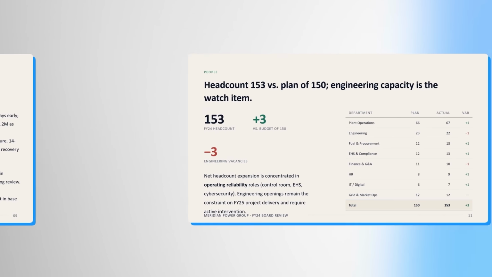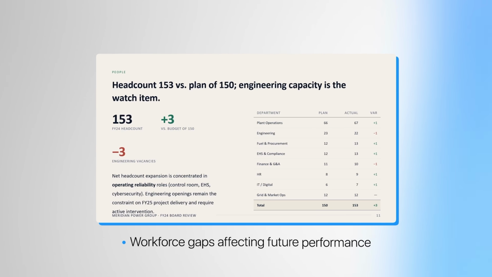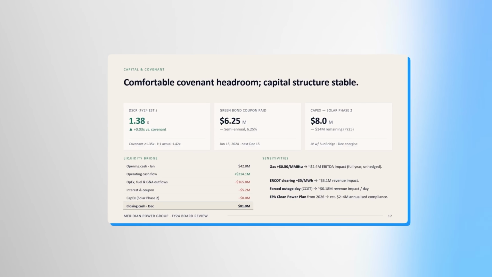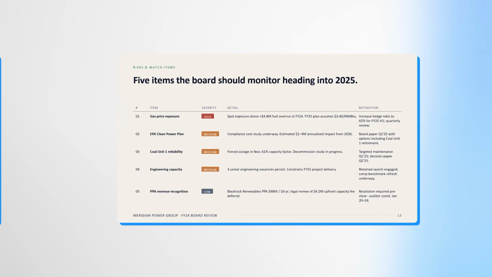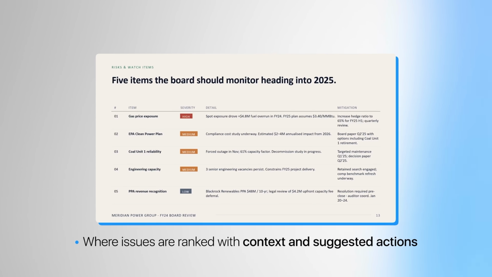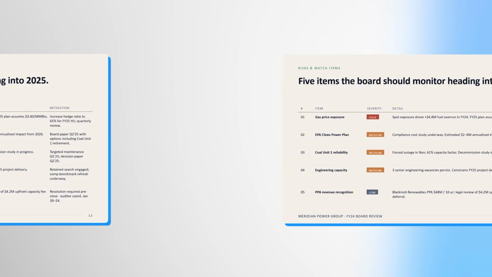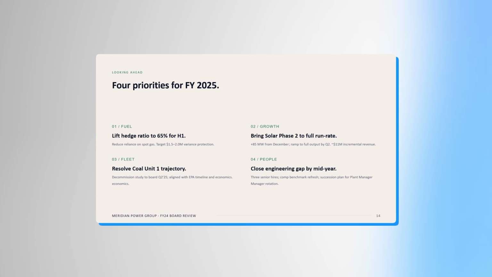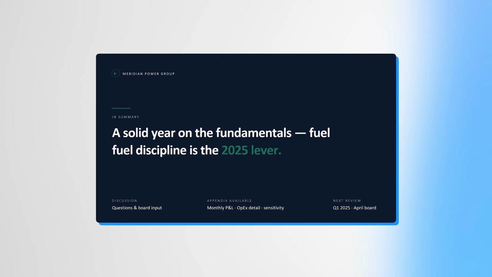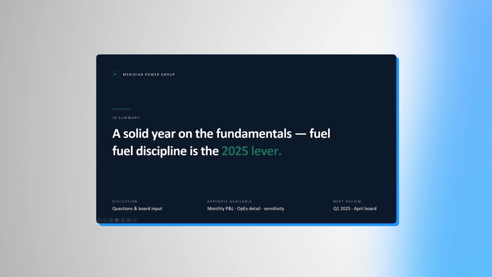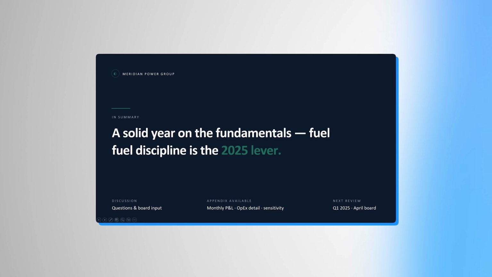There is a people slide that flags workforce gaps affecting future performance, a capital and covenant section covering debt coverage and sensitivity, and a risk section where issues are ranked with context and suggested actions. The deck closes with future priorities and a summary slide that reinforces the main message and leaves room for discussion. The structure is intact, the visuals translate cleanly, and it's ready to present.